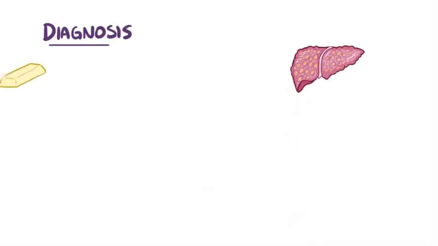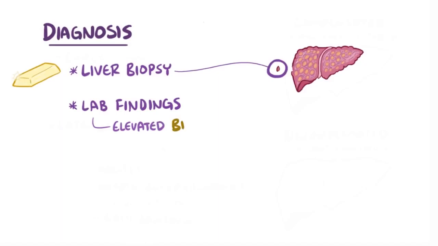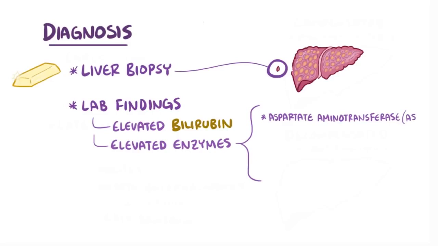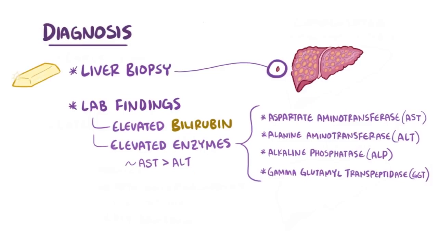For diagnosis, the gold standard is a liver biopsy, which is taking a tiny sample of the liver tissue and examining it under a microscope. Common lab findings include elevated serum bilirubin, as well as elevated liver enzymes like aspartate aminotransferase, or AST, and alanine aminotransferase, or ALT, where AST is usually more elevated than ALT. Also, alkaline phosphatase, or ALP, and gamma glutamyl transpeptidase, or GGT, can also be elevated. And there might also be thrombocytopenia, or low platelet count.